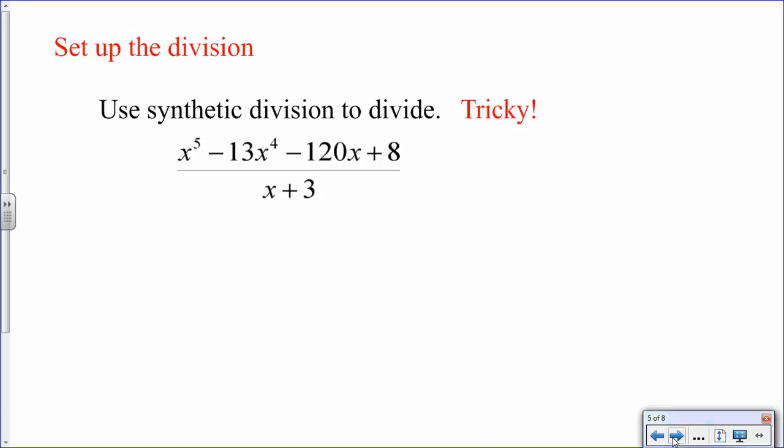So the reason why this says tricky is because you have to remember your placeholders, your zeros there.